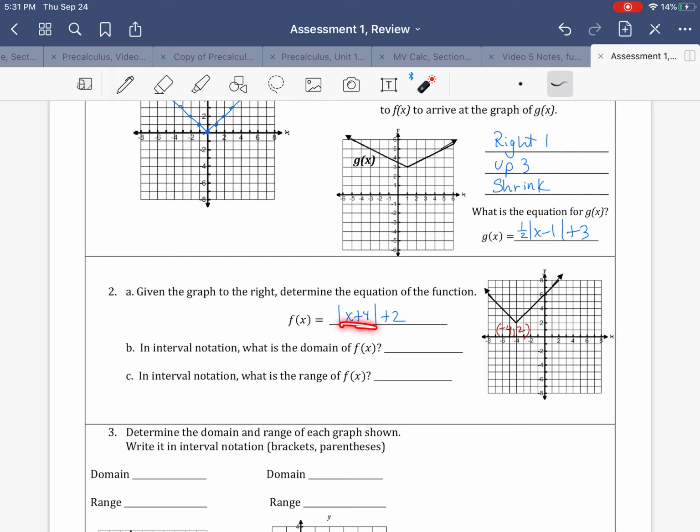Remember, inside moves you side to side, outside moves you up or down. The numbers on the inside are kind of opposite of what you might think, but the numbers on the outside pretty much match what you have.